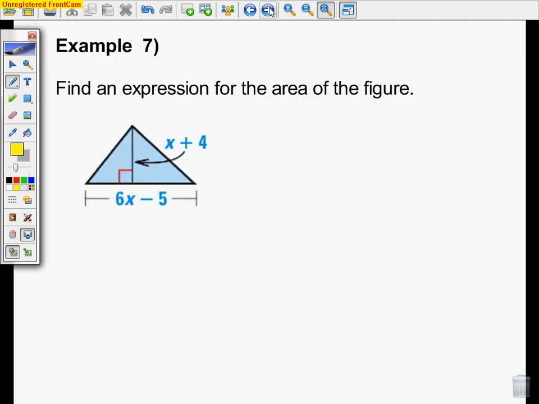All right. Last problem for this section. So this one says find an expression for the area of the figure. I would say go ahead and pause the video real quick so you can write down this problem and then also copy down the figure.